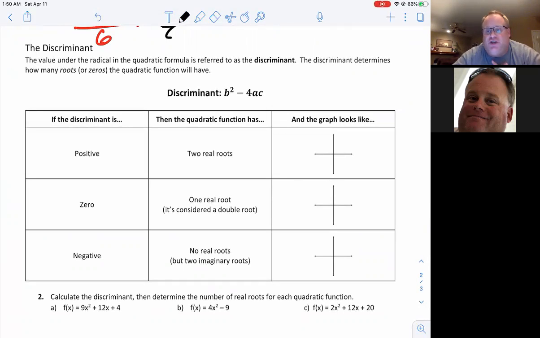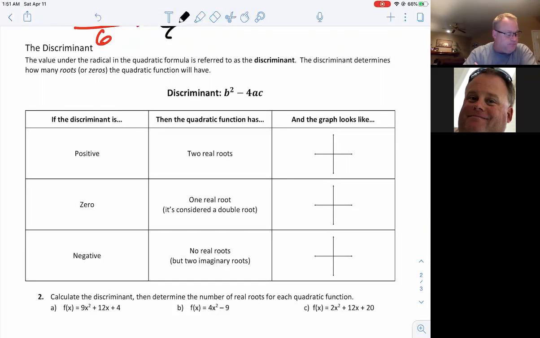And the discriminant is huge, okay? It tells you a lot of things. The discriminant determines how many roots or zeros the quadratic function will have. You know how many solutions you're going to have and what type they are based on what's underneath the radical. That's gigantic, especially when it comes to the ACT, right? Because if they give you a quadratic, you could do just the discriminant and know if they're opening up or down or whatnot just by the b squared minus 4ac.